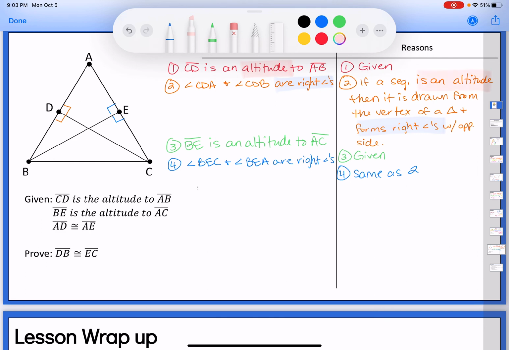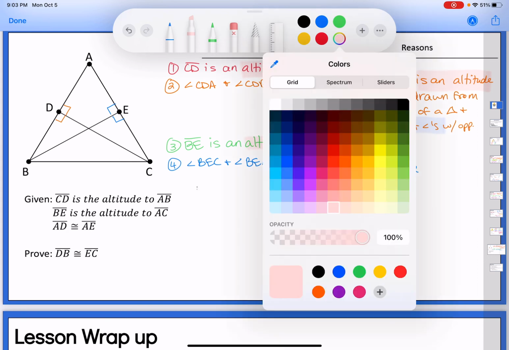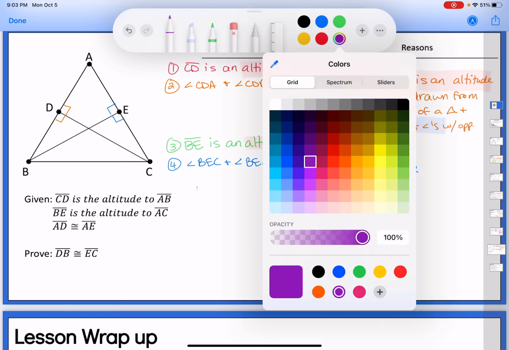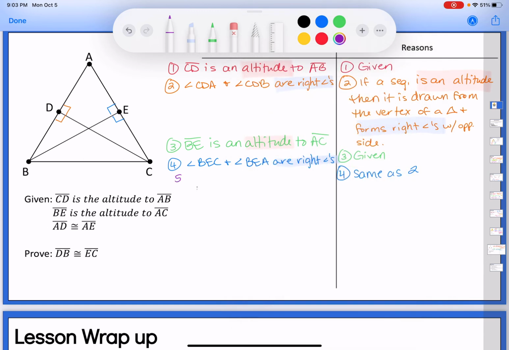And the same thing is happening here, right? I knew that it was an altitude, and in this step I'm saying that I have right angles. So it is the same if-then form. All right, now step 5. Our last given is that segment AD is congruent to segment AE. And that was given. AD is congruent to AE.